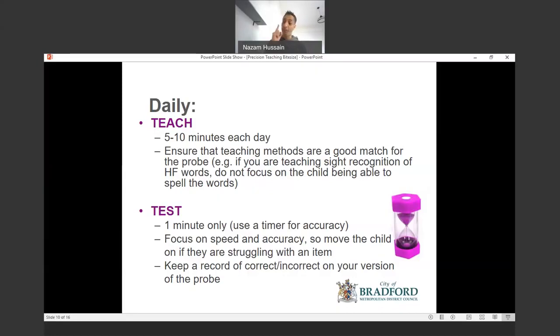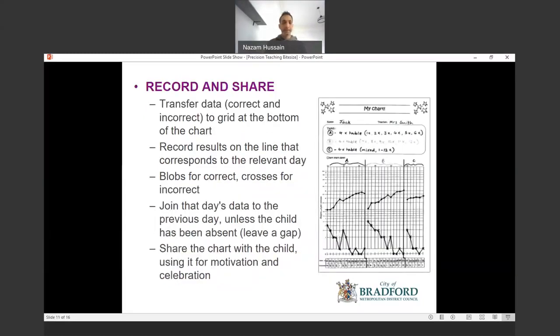Then you test for 1 minute only, you time it. You focus on speed and accuracy, and you keep a record of the incorrect and the correct scores on your version of the probe, and then you record that in the ratio chart at the bottom. Now, the next bit is, once you've recorded the ratio or the scores at the bottom, you need to chart them on this graph here.